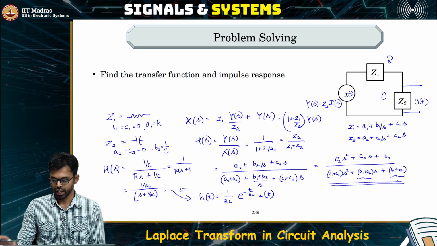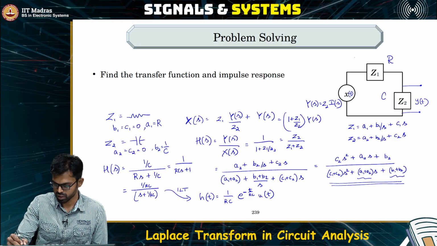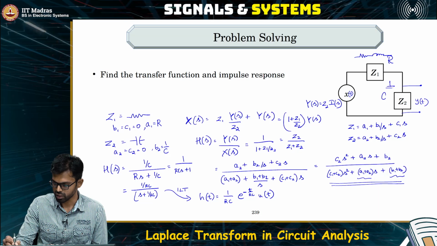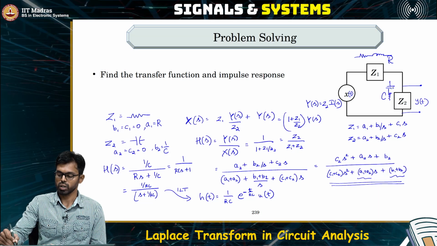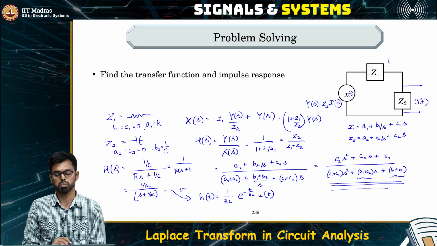You can plug in any impedance that you want. You can even have a combination of impedances here. So you can have a resistor and an inductor here. You can have a capacitor and another resistor here. So you can have any combinations in series, and still the same equation will model everything.